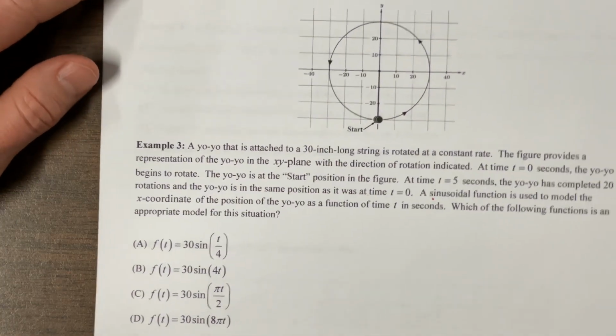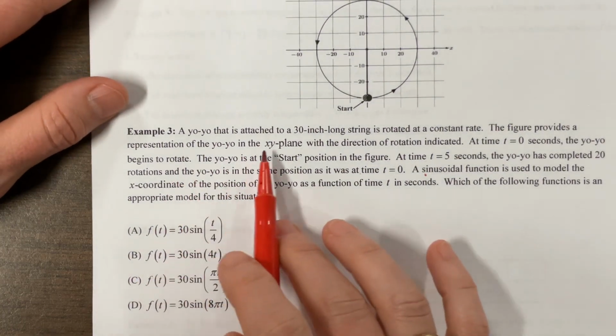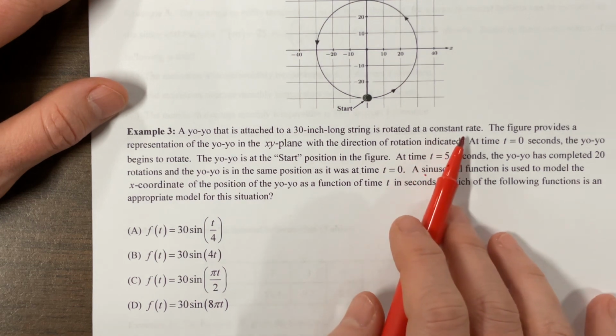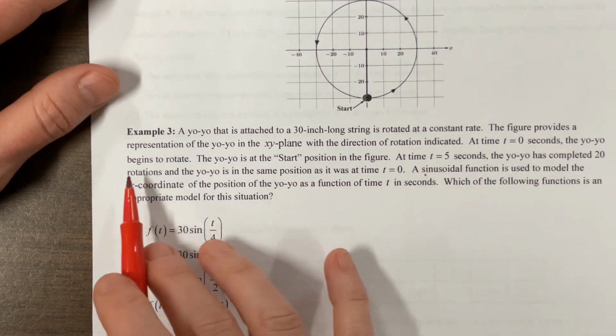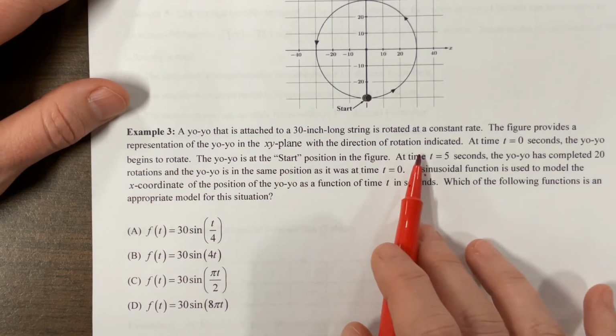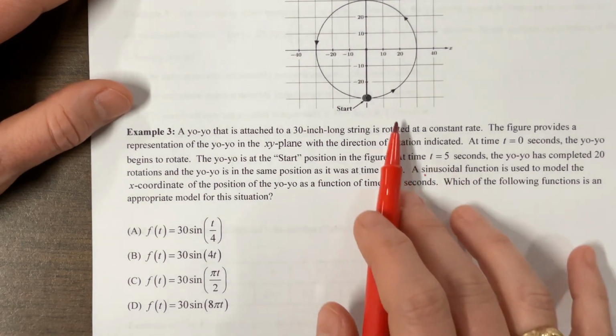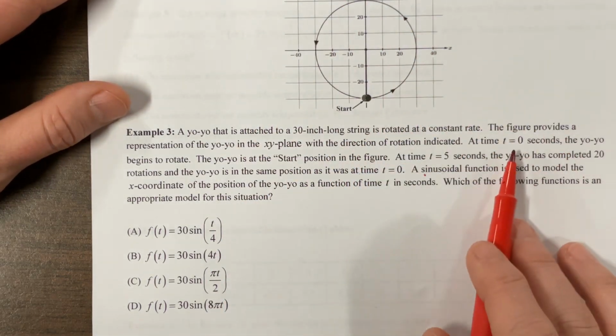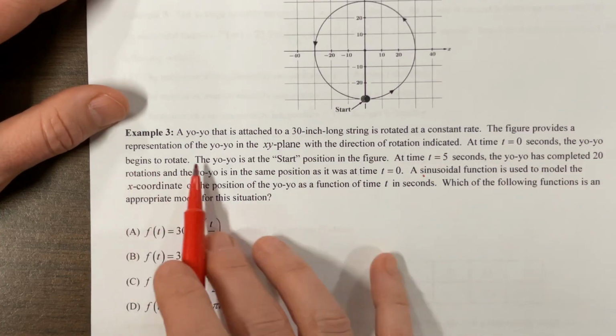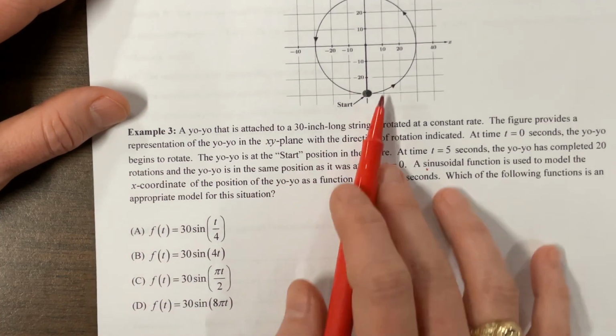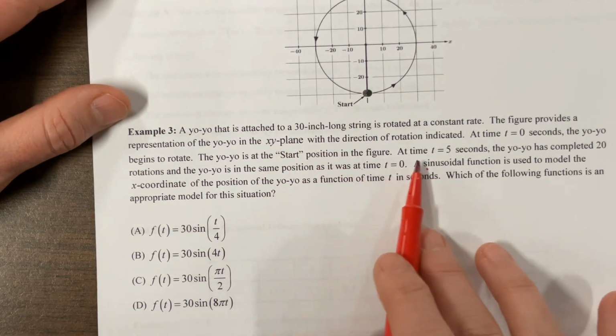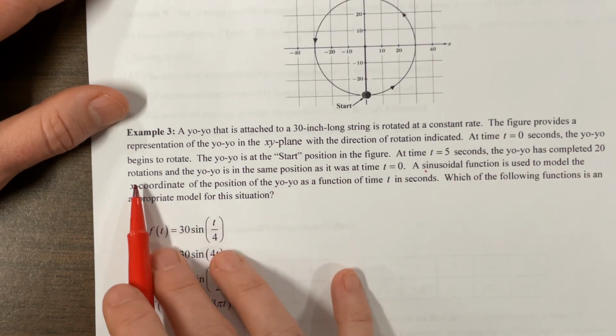I think I remember struggling with this one last year. The yo-yo is attached to a 30-inch long string and is rotating around at a constant rate. The figure provides a representation of the yo-yo in the direction of the rotation indicated. So it's going this way. After time t equals 0, the yo-yo begins to rotate. The yo-yo is at the start position. Here it is. At time 5, the yo-yo has completed 20 rotations.